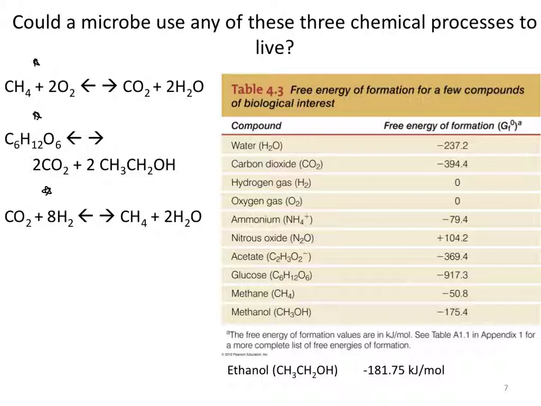Also as homework, please look at the chemical processes and determine what the energy category would be, or what the metabolic category would be for a microbe that used each of those 3 processes. Would they be chemoorganotrophs? Would they be chemolithotrophs, for example? And do they use oxygen or don't they use oxygen in the reactions shown? I'd like you to use descriptive terminologies and describe those microbes and calculate the delta G's so that you can answer the question, could a microbe use any of these 3 chemical processes to live?